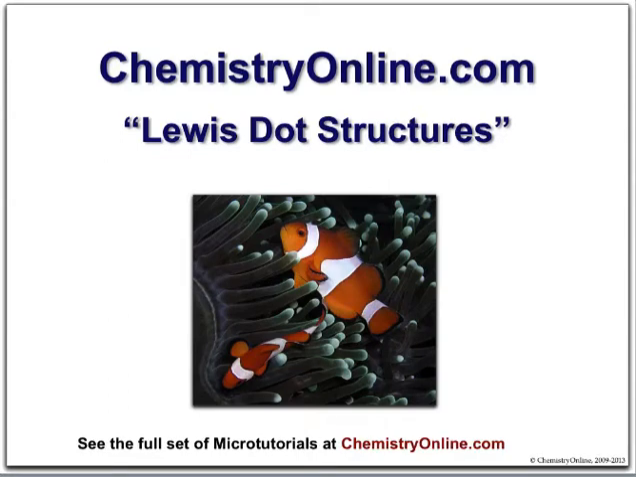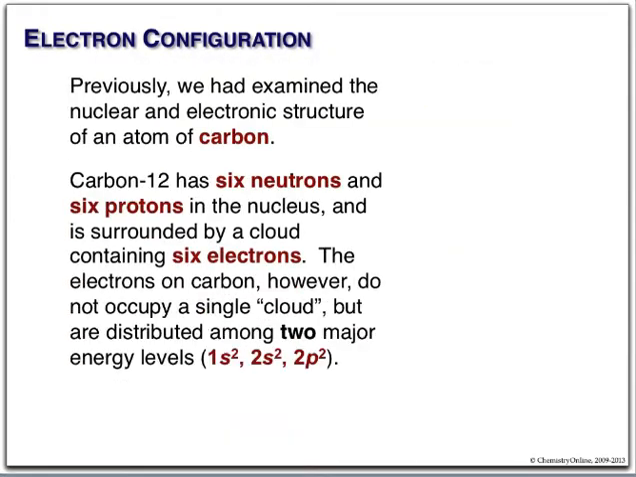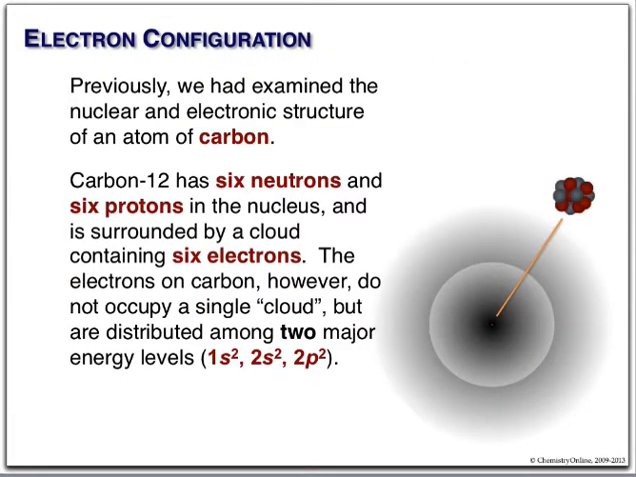Welcome to Chemistry Online. Today we're going to talk about Lewis dot structures. Let's go back and think about carbon. We talked about carbon previously. We said that carbon-12 has 6 neutrons, 6 protons, and 6 electrons.